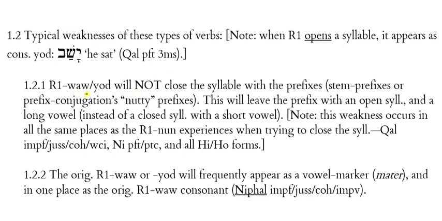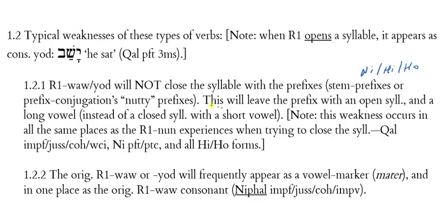The root 1 vav or yod will not close the syllable with the prefixes. So remember our prefixes. We have stem prefixes. What are those? The nifal nun, the hifil, and the hofal he. Those are stem prefixes. And the prefix conjugations, the nutty prefixes. These are the prefixes that indicate person, gender, number in the prefix conjugation system, imperfect, cohortative, jussive, and so forth.